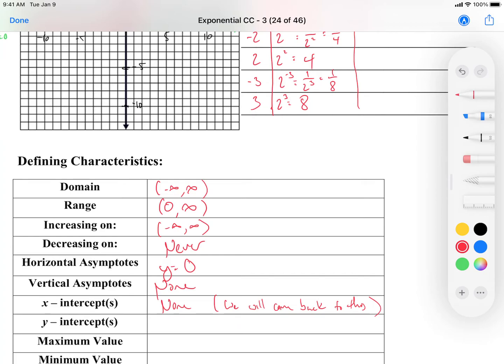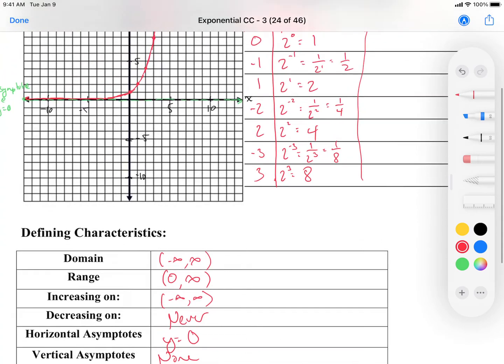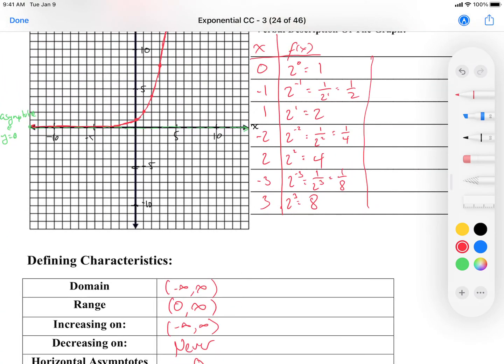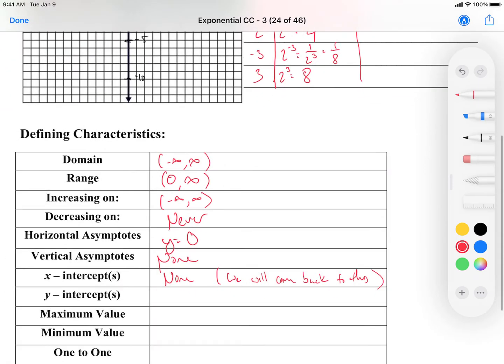Now for y-intercepts, we already know where it's at. That was the very first point we plotted. We know our y-intercept is at y equals 1. And how do we solve that? y is equal to 2 to the 0, which is equal to 1.